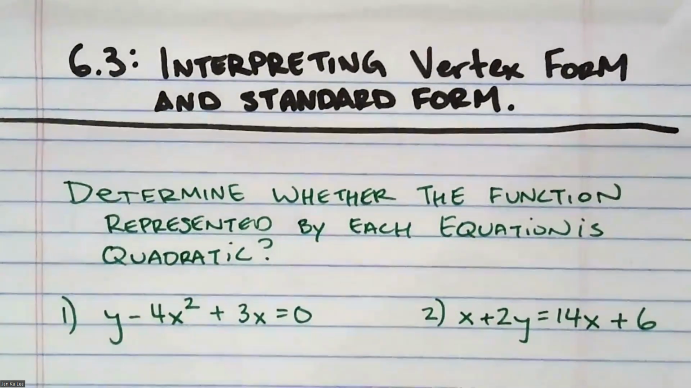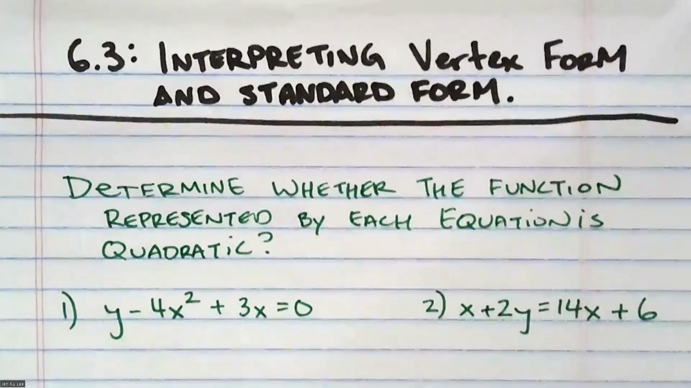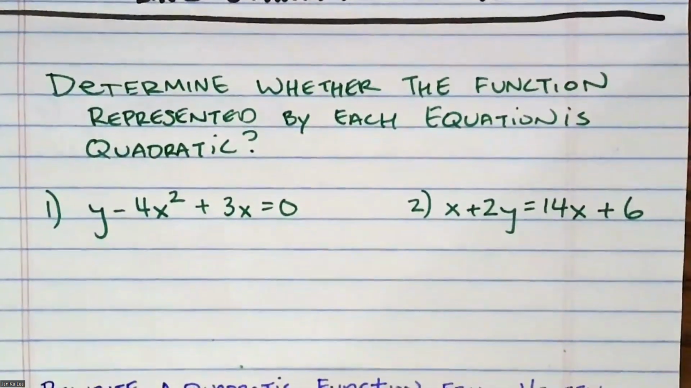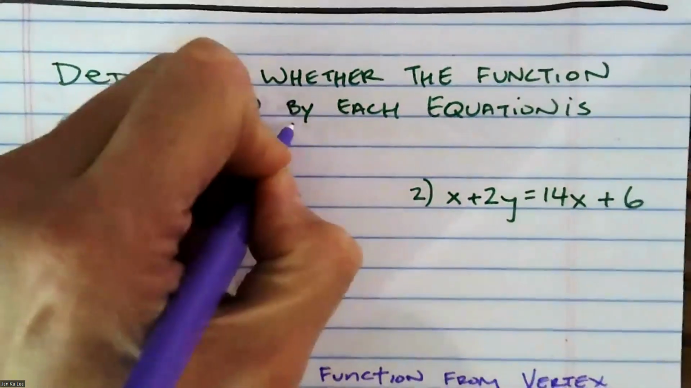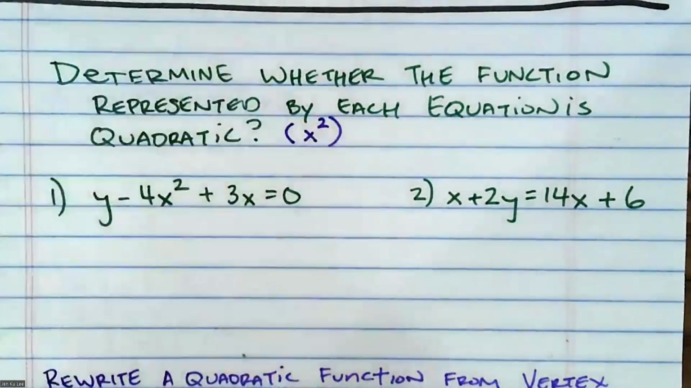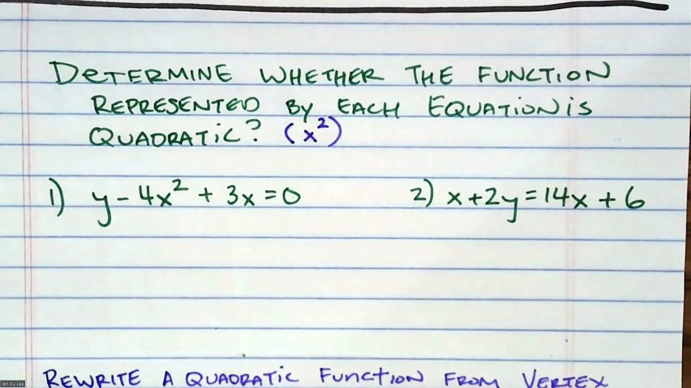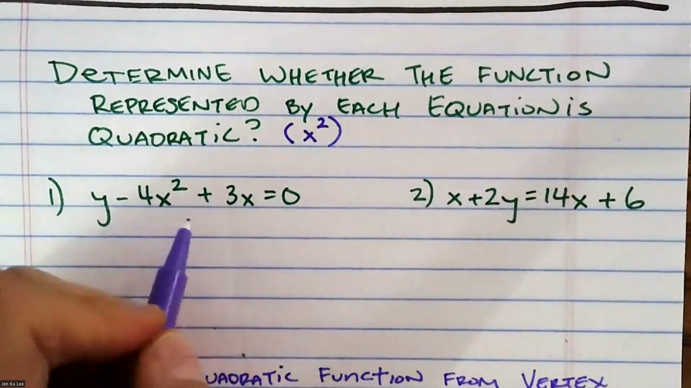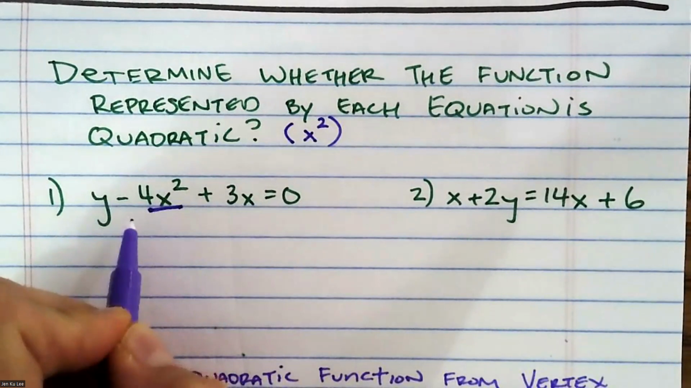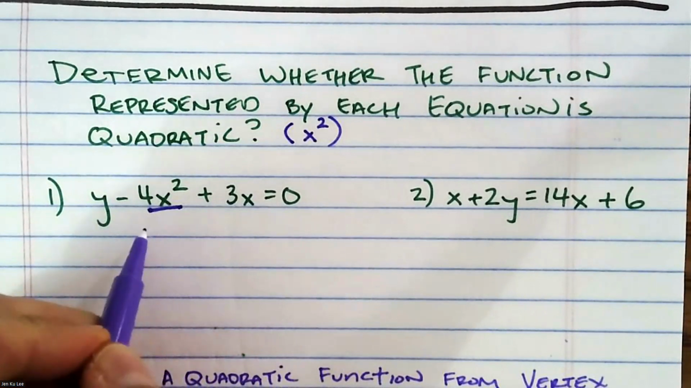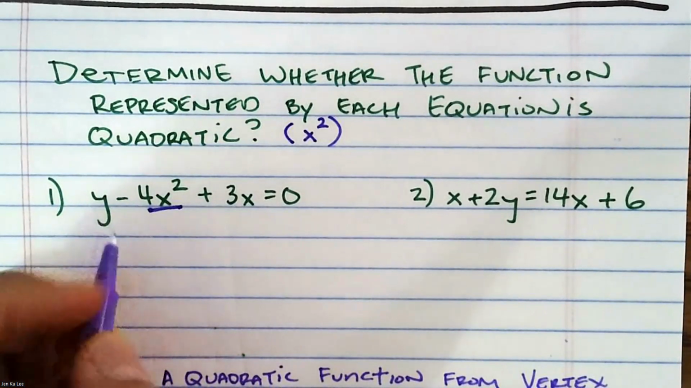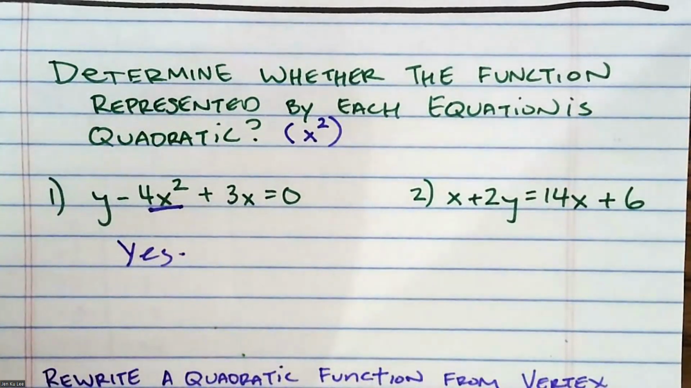examples. Here is your first example on 6.3. It says to determine whether the function represented by each equation is a quadratic. Remember that a quadratic only appears when you have x squared. So a quadratic means that there is an x squared somewhere in the equation. So it's very simple. I see an x squared. Everything is simplified, so that x squared will still be there. So yes, it is a quadratic.